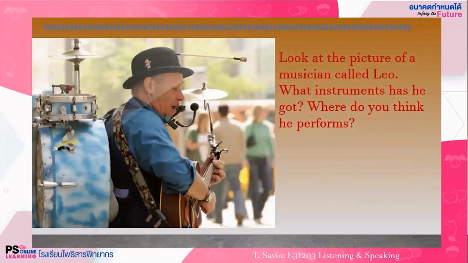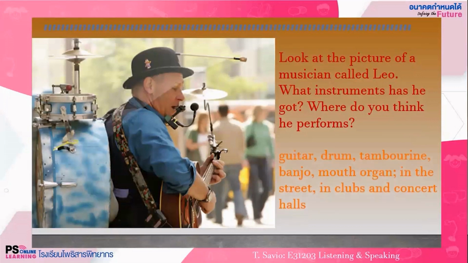Look at the picture of a musician called Leo. What instruments has he got? Where do you think he performs? He's got a guitar, drum, tambourine, banjo, mouth organ, and he performs in the street, in clubs and concert halls.